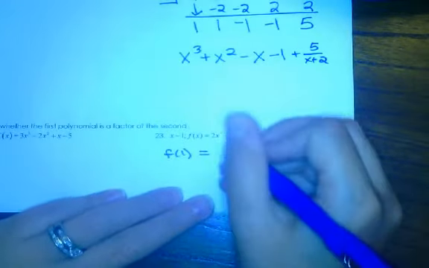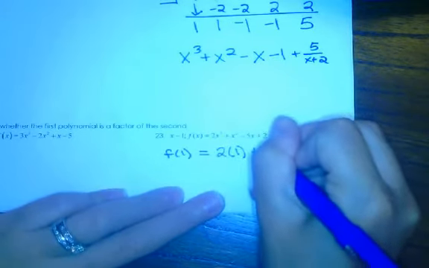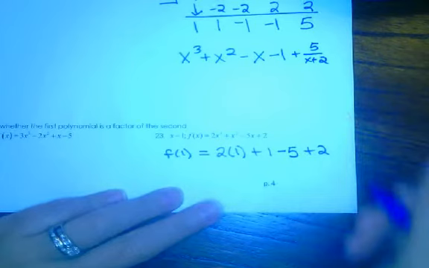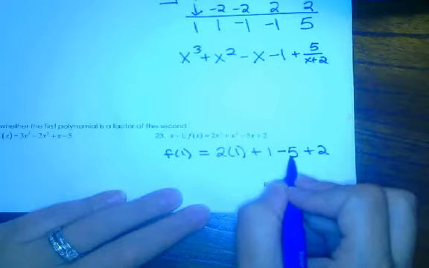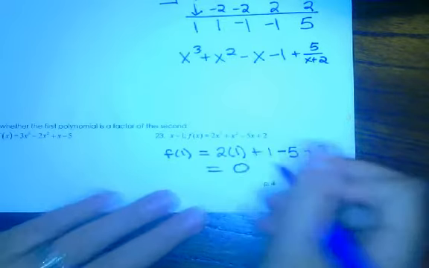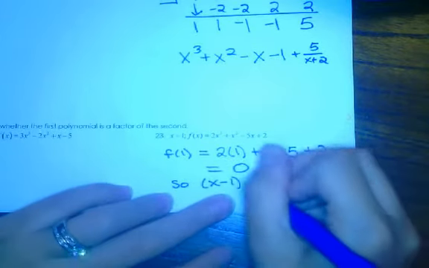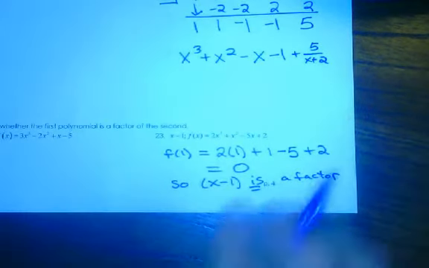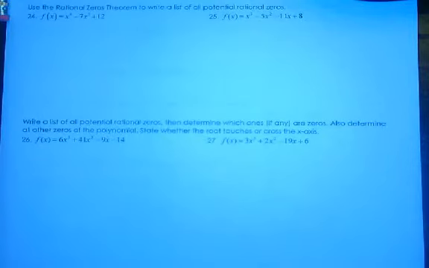So when I plug in 1 there, I get 2 times 1 cubed is 1, plus 1 squared is still 1, minus 5 times 1 is minus 5, plus 2. So I have 2 plus 1 is 3, minus 5 is -2, plus 2 is 2. So this equals 0. So that tells me that x minus 1 is a factor. Okay, if I would have gotten a number like 4 or -3, then it would not be a factor, but that is a factor. We can go ahead and go to the next page.